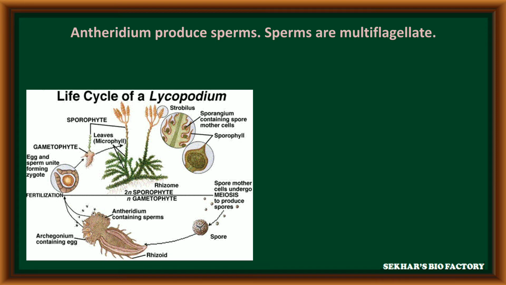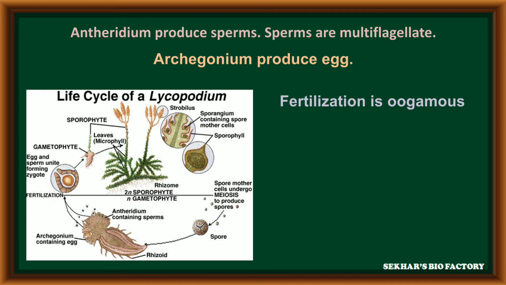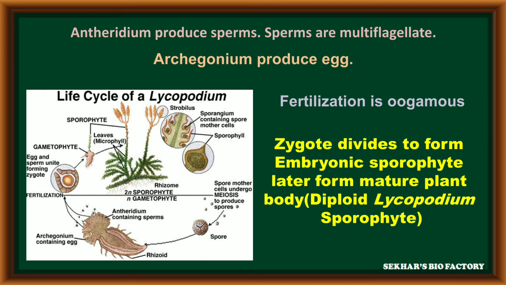The antheridium produces a sperm cell or male gamete. It is multiflagellated in structure. The archegonium can produce an egg cell. In these members, fertilization takes place by the oogamous method, and this zygote divides to form an embryonic sporophyte, later a matured plant body. It is the diploid Lycopodium sporophyte.